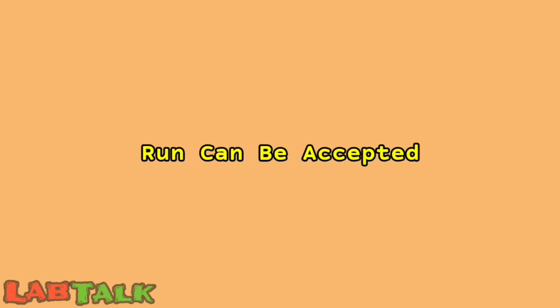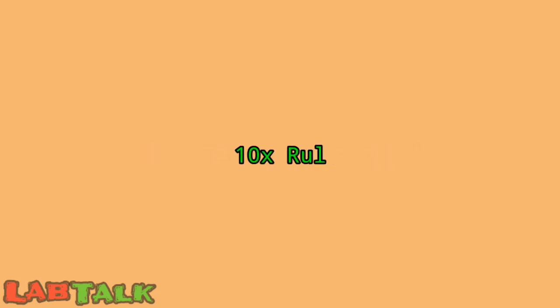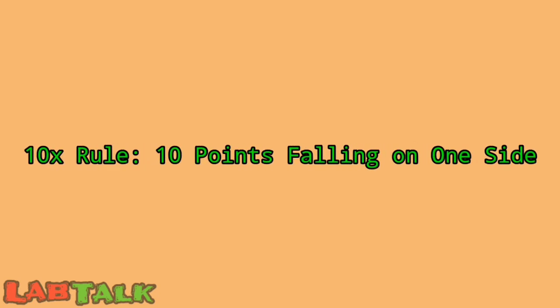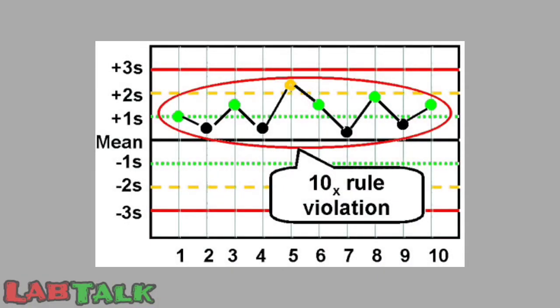The next most commonly used rule is the 10x rule, where you can see all the 10 points in 10 consecutive runs are on only one side of the mean. That is called the 10x rule and it signifies systematic error. So these are some of the most commonly used Westgard rules to determine the acceptance and rejection of runs.